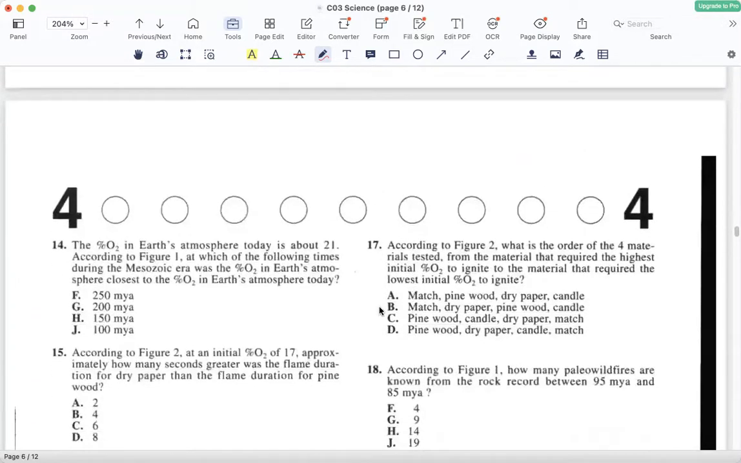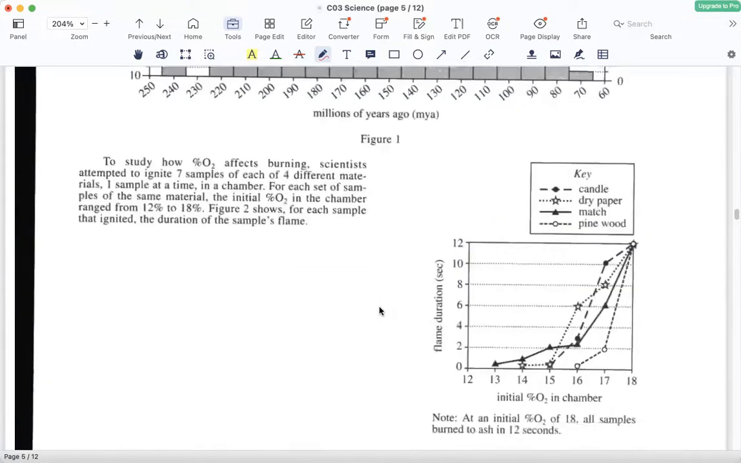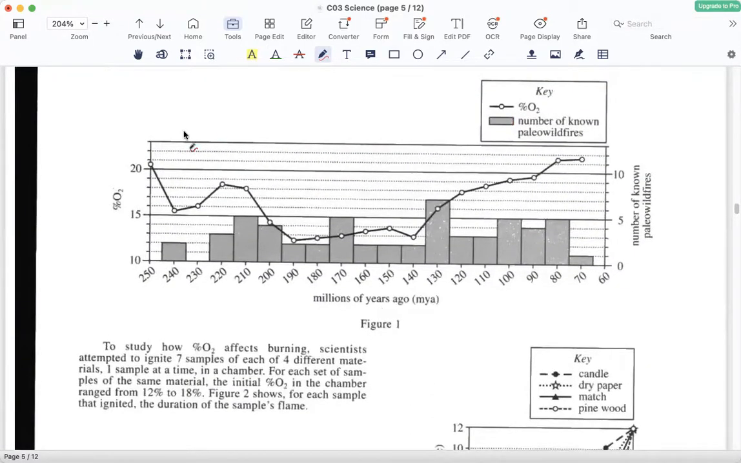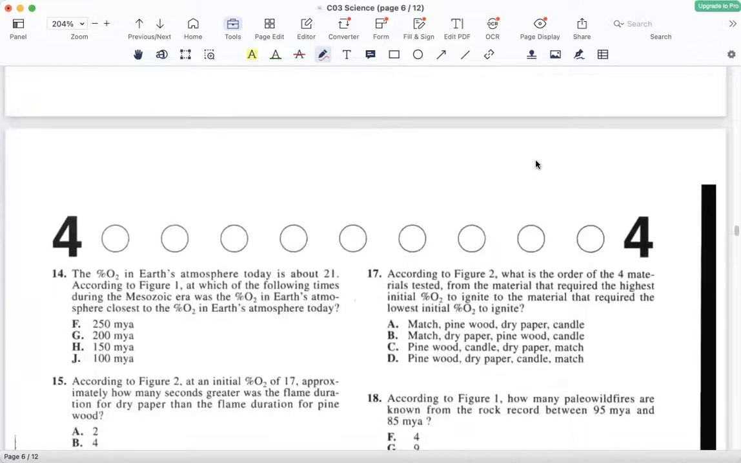Okay. The percentage oxygen in Earth's atmosphere today is about 21. According to figure 1, at which of the following times during the Mesozoic era was the percentage oxygen in Earth's atmosphere closest to that today? So 21. So I think one answer is obviously 250 million years ago because that's very close. And then it's also around 85 also. So 250 or 85. Yeah, so we'll go with 250.